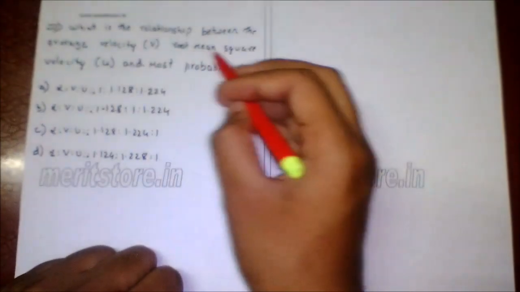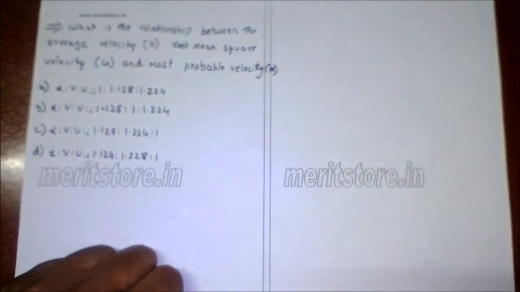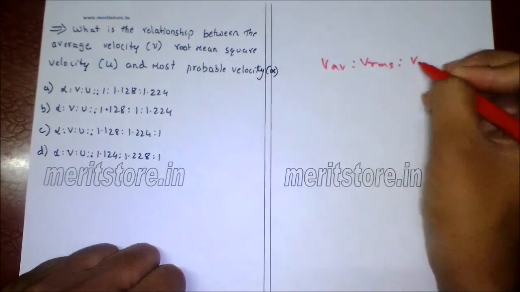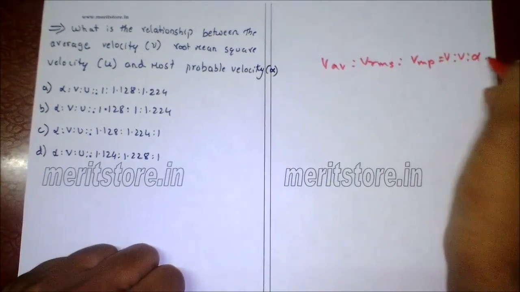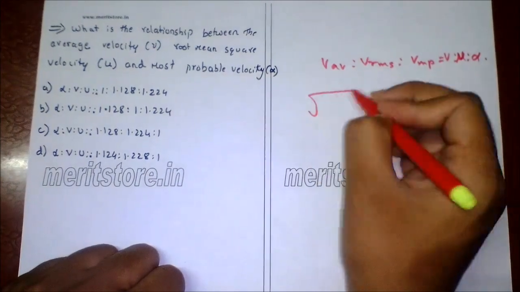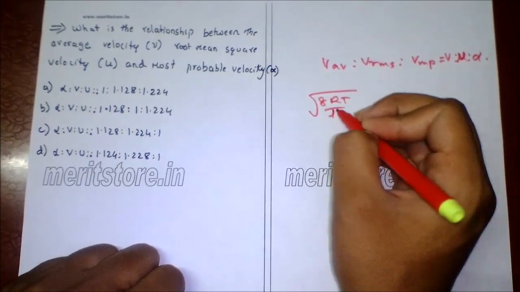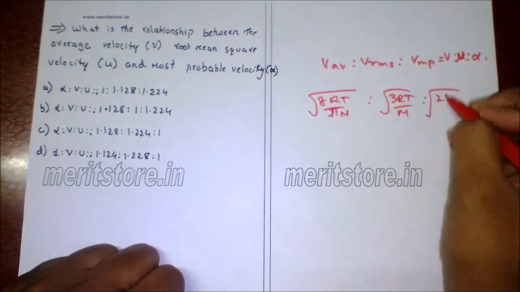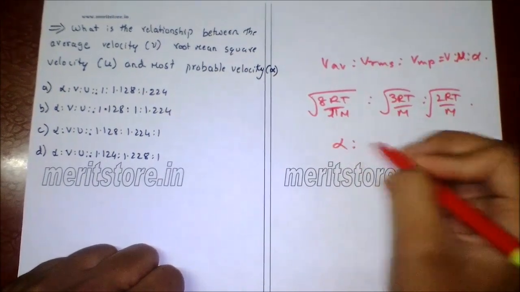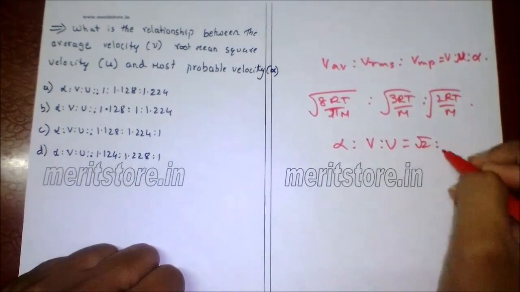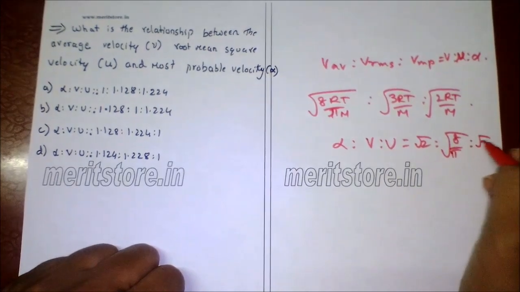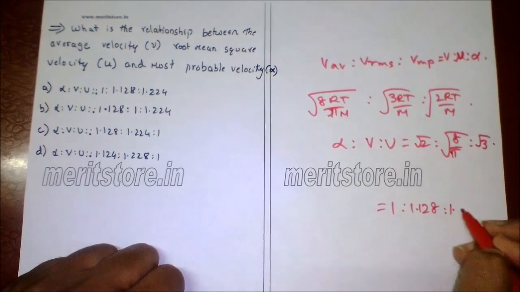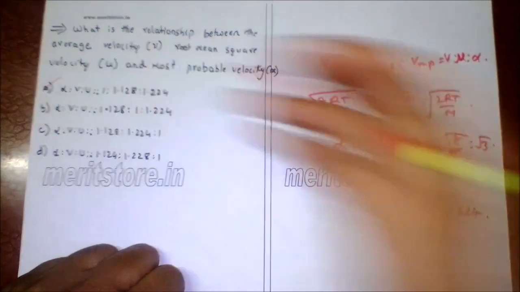What is the relationship between the average velocity, root mean square velocity and the most probable velocity? So average velocity is to RMS velocity is to most probable velocity is V is to U is to alpha, which can be written as root of 8RT upon pi m is to root of 3RT upon m is to root of 2RT upon m. So alpha is to V is to U is equal to root 2 is to root 8 by pi is to root 3, which further can be written as 1 is to 1.128 is to 1.224. So option A is the correct answer.